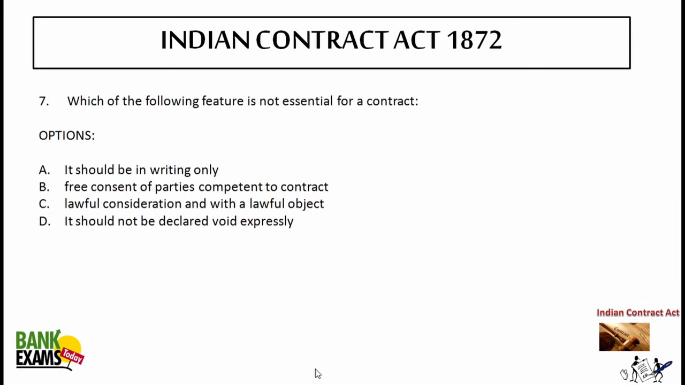Question 7. Which of the following features is not essential for a contract? Options: option A, it should be in writing only. Option B, free consent of parties competent to contract. Option C, lawful consideration and with a lawful object. Option D, it should not be declared void expressly. Which of the following features is not essential for a contract? That is, it should be in writing only.